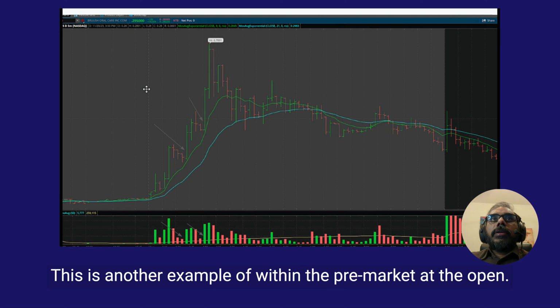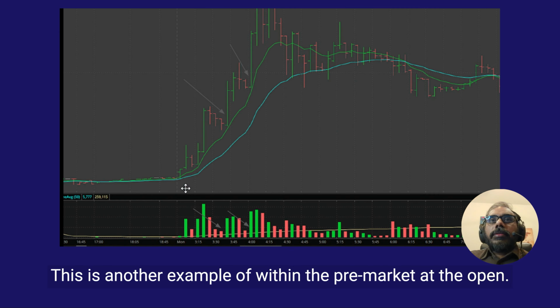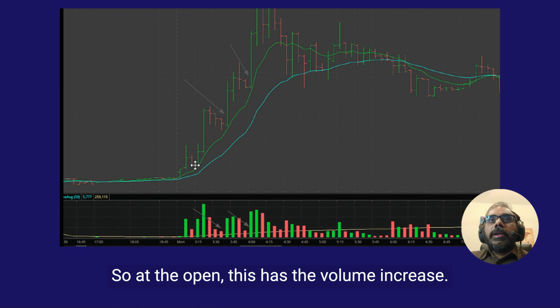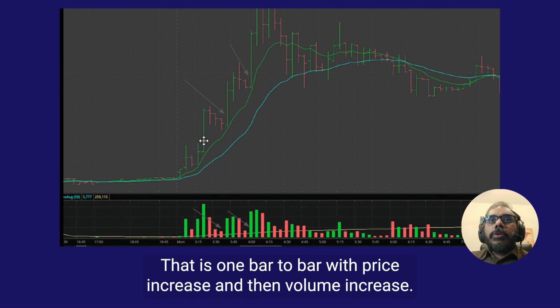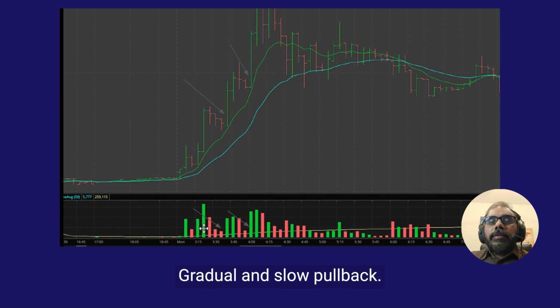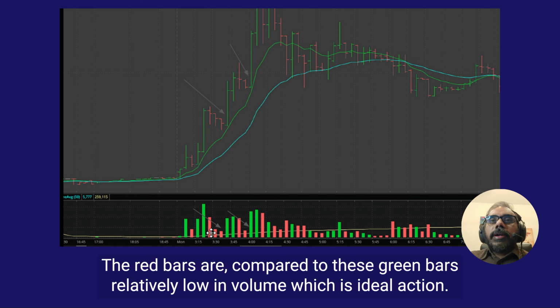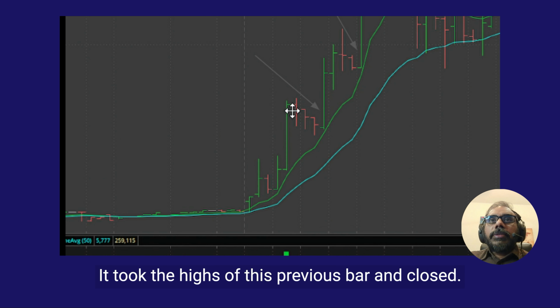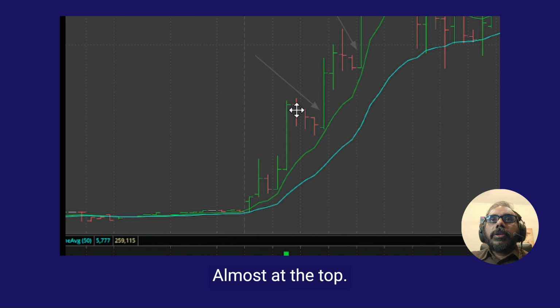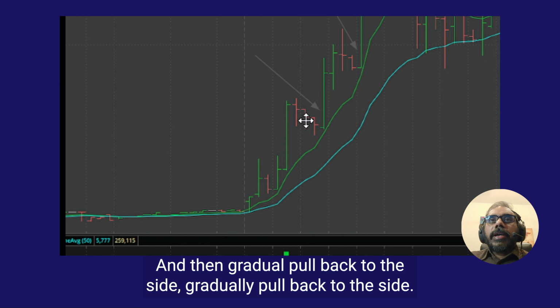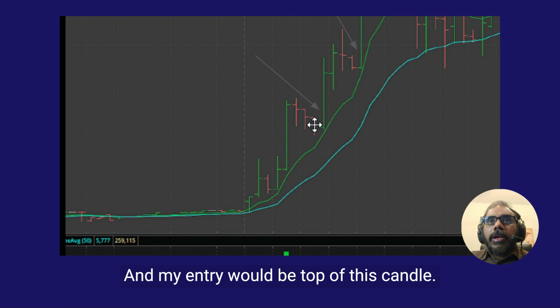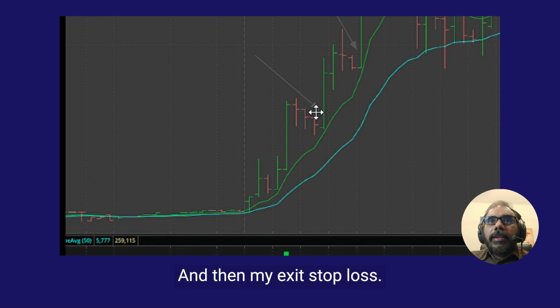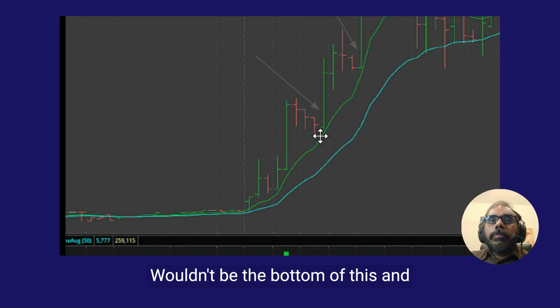This is another example in the pre-market at the open. So at the open, this has a volume increase. Then as we can see, there is 1 bar, 2 bar price increase, and then volume increase, gradual and slow pullback. The red bars compared to these green bars are relatively low, which is an ideal action. And it took the highs of this previous bar and closed almost at the top, and then gradual pullback to the side, gradual pullback to the side, and my entry would be top of this candle, and then my exit stop loss would be bottom of this.